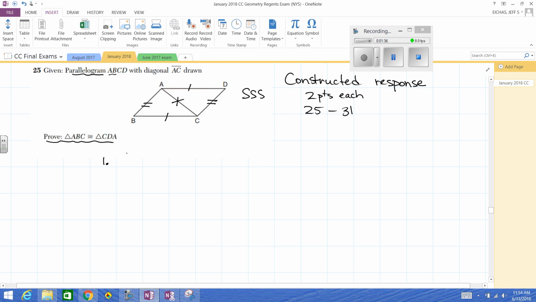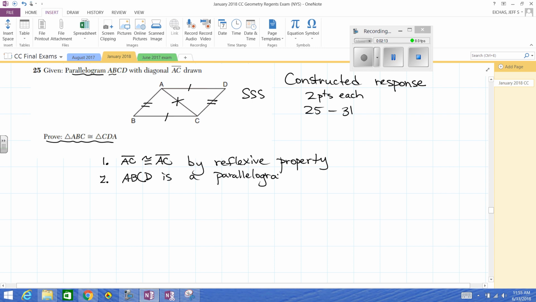All right, so first what I would probably say is you'd start with a given, or just do this: AC is congruent to itself by reflexive property. Now that would get you at least something. If you break it down, that's half a point, minimal. With the markings and that, you're probably up to a point. Now, ABCD is a parallelogram because it's given.